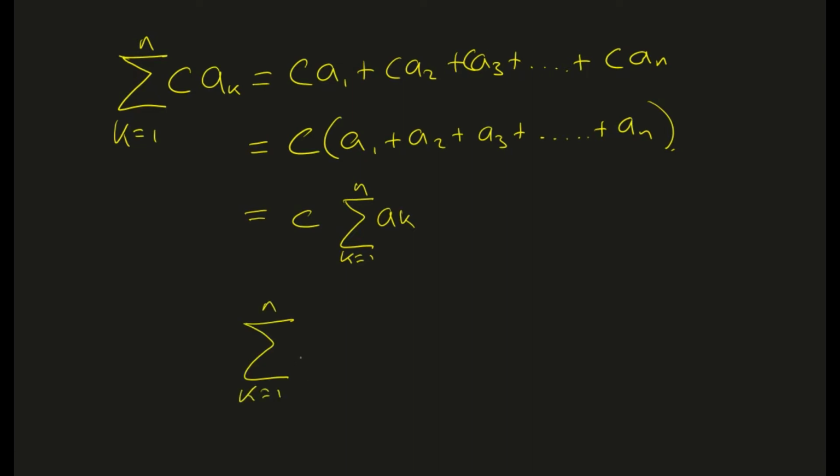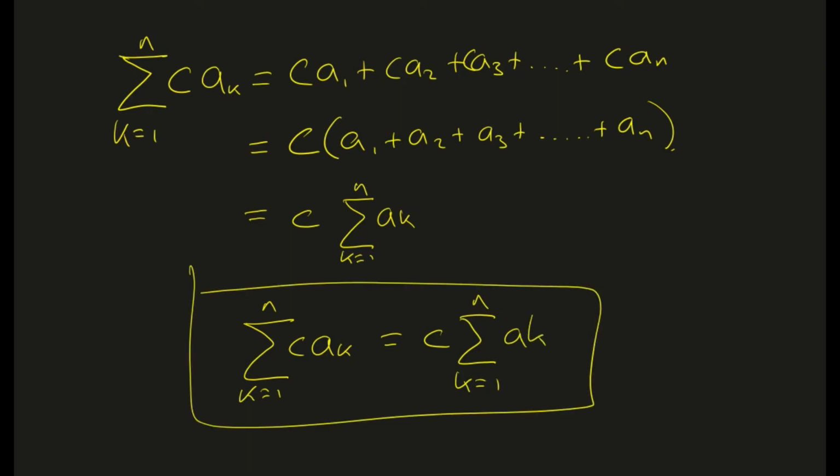In summary, we have the following rule. The sum of c ak is c times the sum of ak. Again, really important rule.